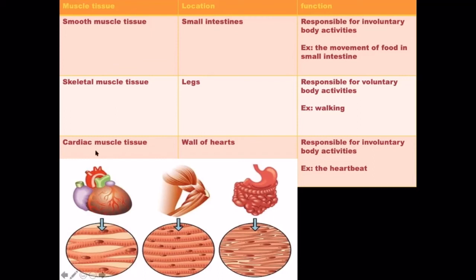And the last one is cardiac muscle tissue. Cardiac muscle tissue can only be found in one place, which is the heart. So this is how it looks like. The function is responsible for involuntary body activity. The example is heartbeat, because the heartbeat is involuntary. Why? Because we cannot control it. It happens naturally. The beat of the heart happens naturally, without our knowing.